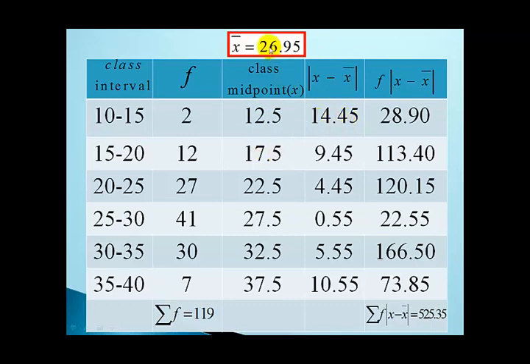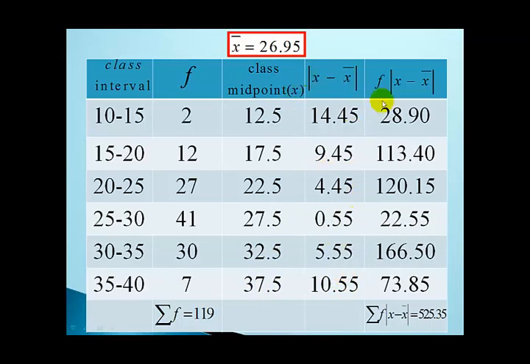17.5 minus 26.95 is equal to minus 9.45. And when you take the magnitude, you have 9.45. So it means you have to write the positive answers. Next, we have 22.5 minus 26.95. It's also negative, but if you take the magnitude, you get 4.45. 27.5 minus 26.95 will give you 0.55, and this is positive. 32.5 minus 26.95 will give you 5.55. 37.5 minus 26.95 will give you 10.55. And that is how we generate the x minus x bar values.